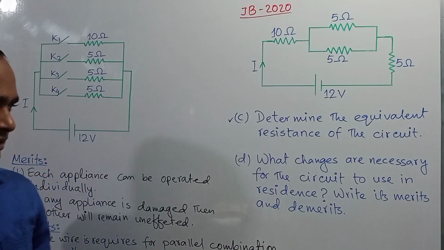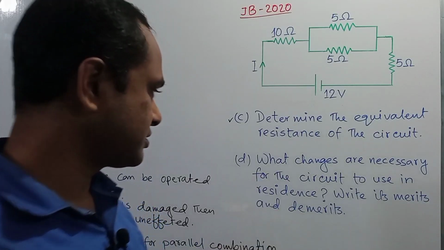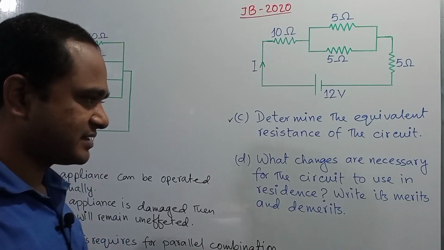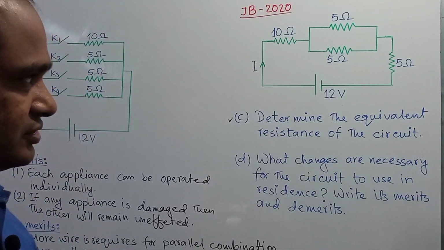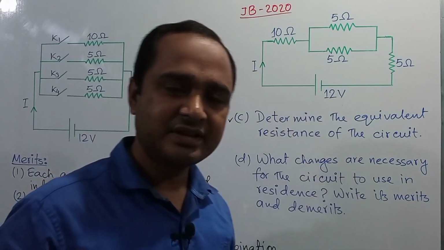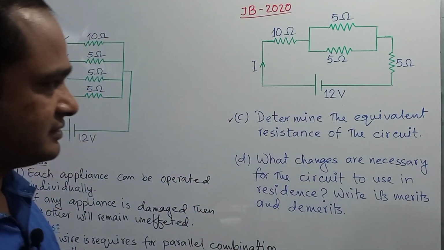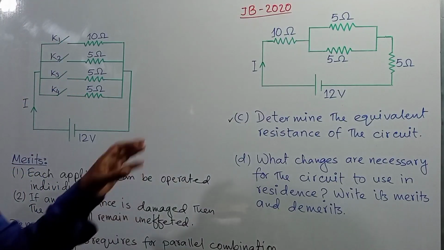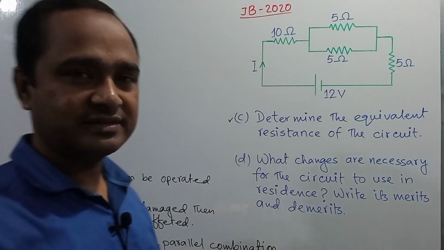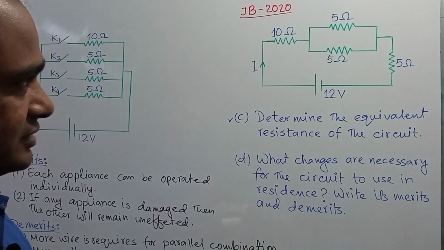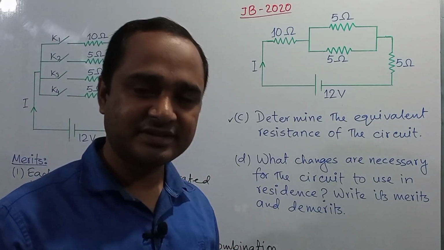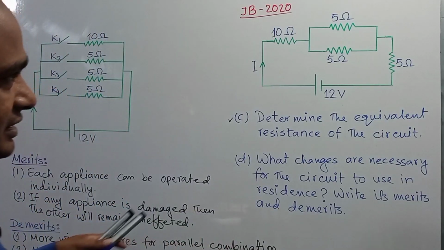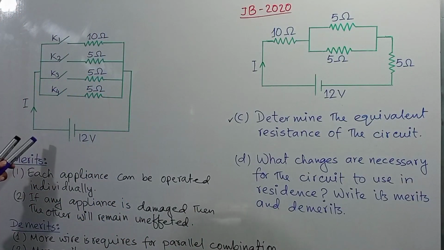Dear students, now we will see the solution of the last question: what changes are necessary for the circuit to be used in a residence, right? If we would like to use the circuit in a residence, that is, for domestic use, we need to rearrange the resistance of appliances in such a way that we can control every appliance individually. So for that purpose we have to rearrange the resistances in this way, right?